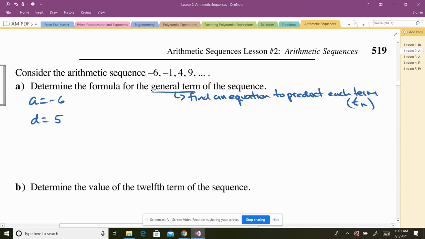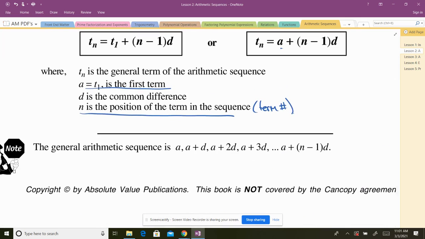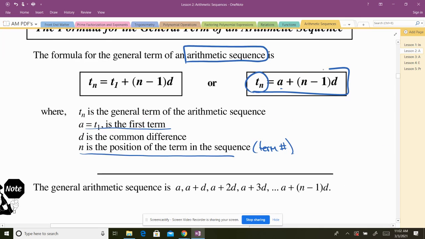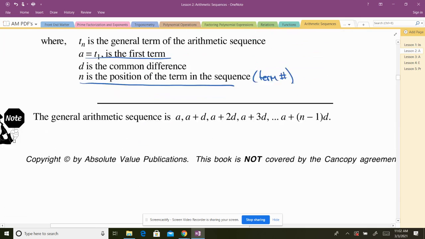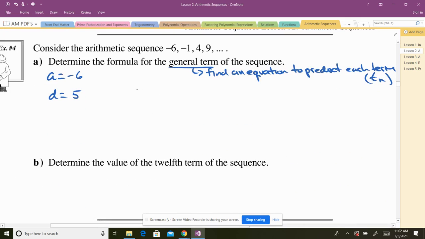So on the previous page, we have Tn. I'll scroll back to this in a sec. This is Tn. This is the formula. So you just write out the formula. Tn is A plus n minus 1 times D. Okay, do I know A? Yes. Do I know D? Plug them into the formula. So A is -6, n minus 1, and D is 5.